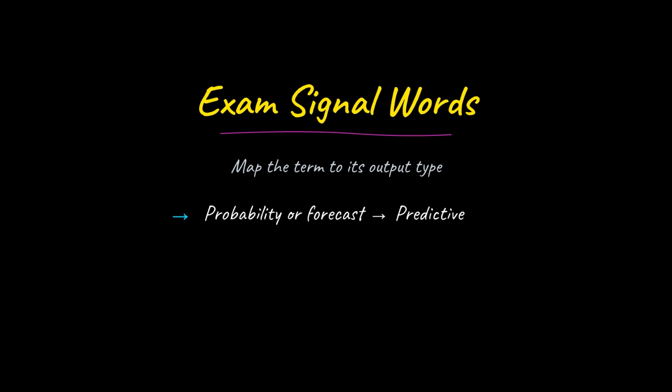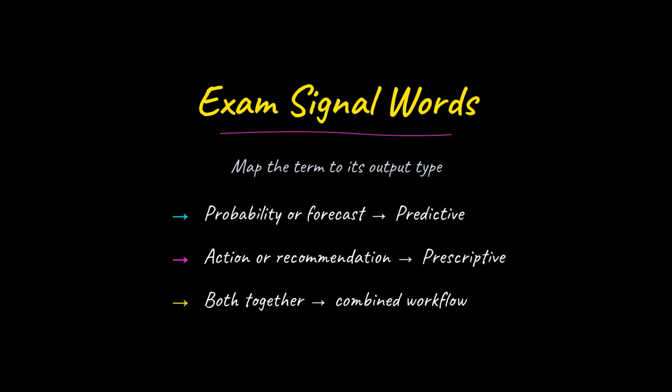When a stem describes a risk score and a recommended intervention, both categories are present. The critical distinction is simple. Probability is predictive. Action recommendation is prescriptive, regardless of how the two are combined in any workflow.